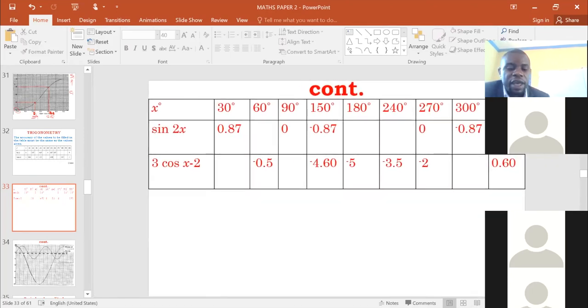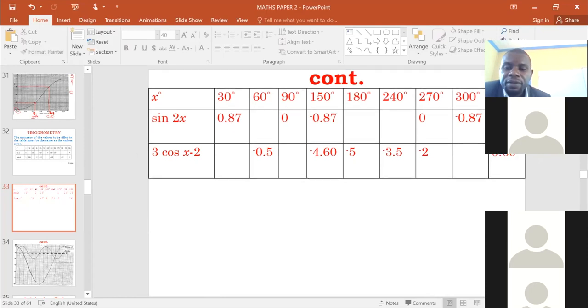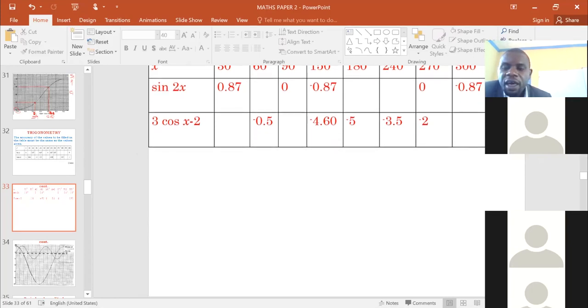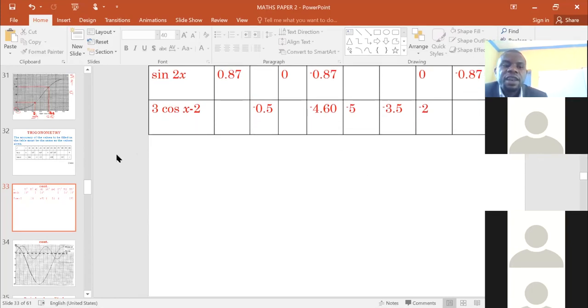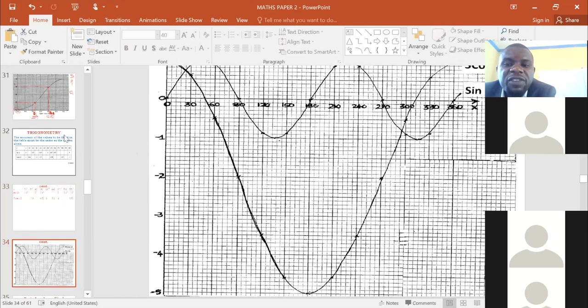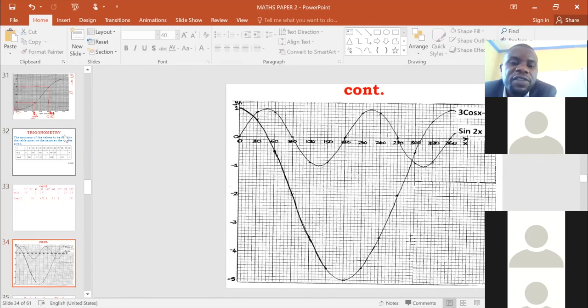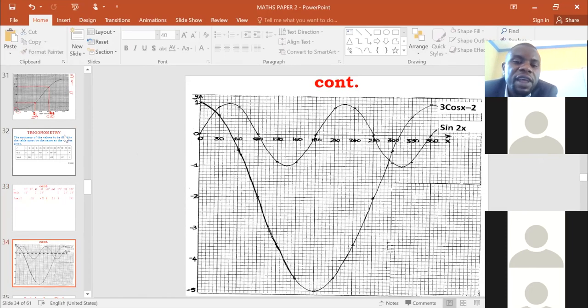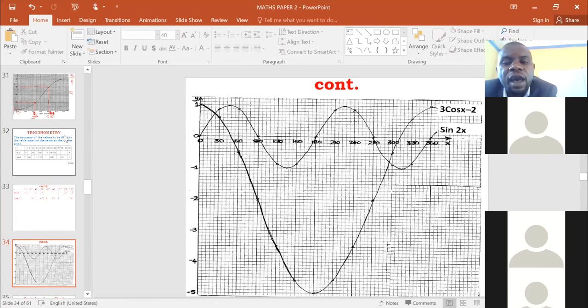And then again, you go ahead and do the plotting. The plotting again, I'll repeat that: if you are given a particular scale to use, the scale must be used. If no scale is given, pick an appropriate scale that can accommodate all the values and plot your graphs.